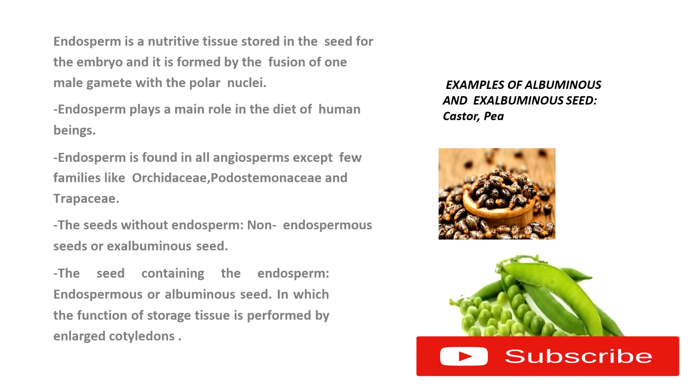It is the nutritive tissue formed by the fusion of one of the male gametes with the polar nuclei, and it plays a main role in the diet of normal human beings. The endosperm formed by the fusion of the secondary nucleus and the male gamete is very nutritive and edible for human beings, and most of our diet contains the endosperm of different plants.